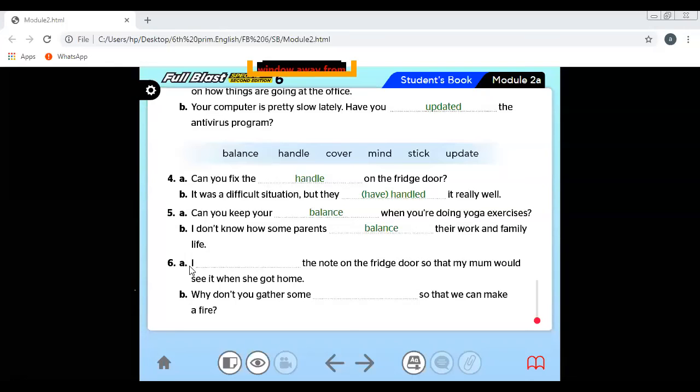I stuck the note on the fridge door so that my mom would see it when she got home. Here I need the verb stick. You will get the past of the verb stick because the sentence is in the past. So it will be stuck. What is the past of stick? It's stuck. Thank you, Malak.